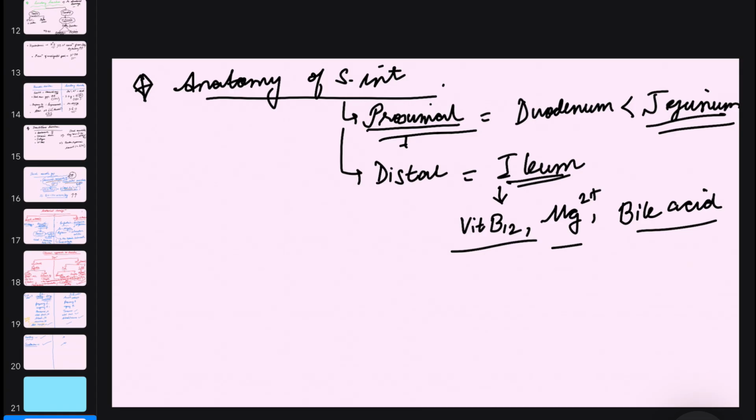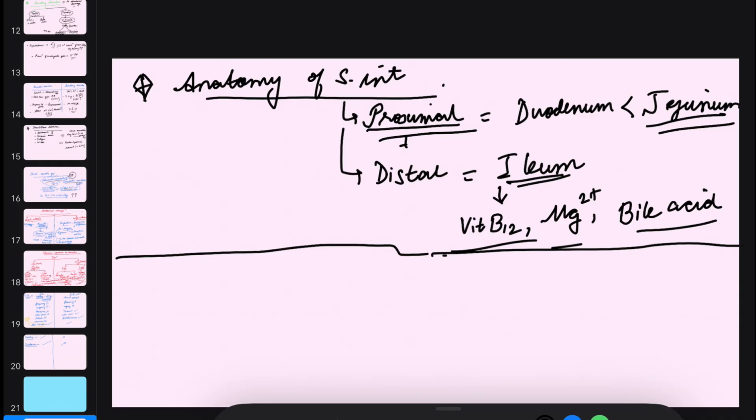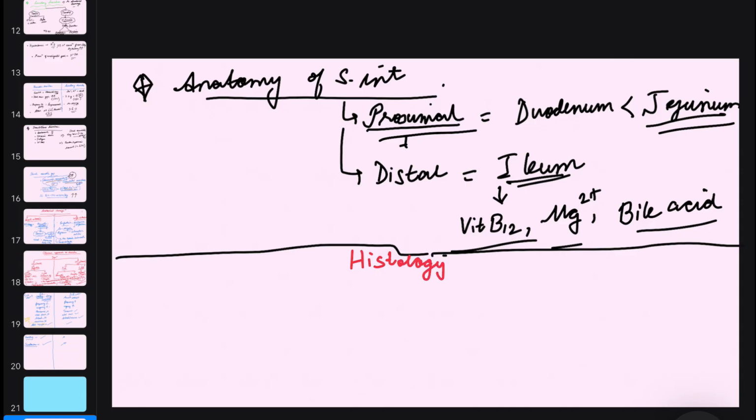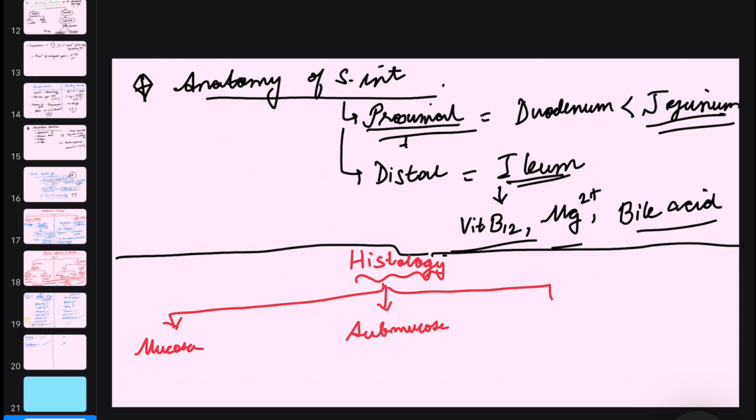Now let's quickly talk about the histology. If we talk about the histology, so let me just draw a line over here. The space is actually very less. I'm not very happy with my setup, but okay, we'll have to do with whatever is given to us. Histology of the small intestine. So we know that there is a mucosal layer, there is a submucosal layer, there is a muscularis layer.